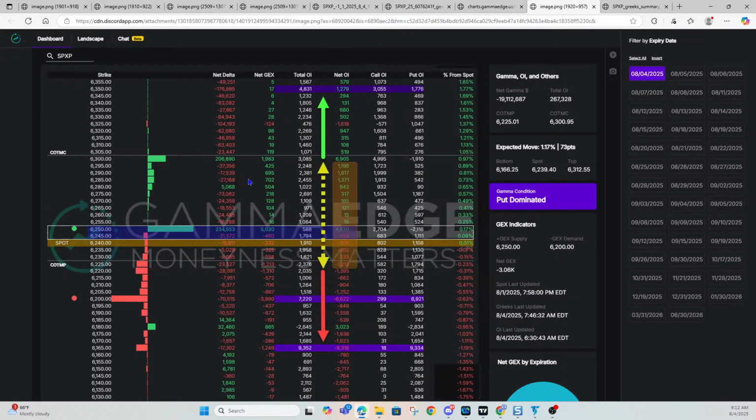All right, jumping into 0DTE SPX game plan. Levels for today, obviously, we're put dominated within the overall structure, above and below spot price. We have a very large drunken sailor range. You see this low exposure here. This is going to be very choppy within this overall area.